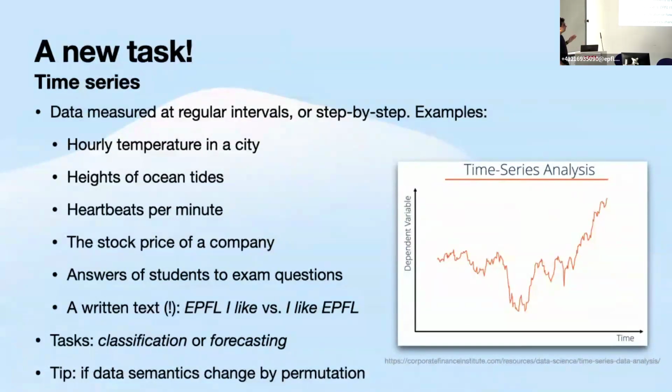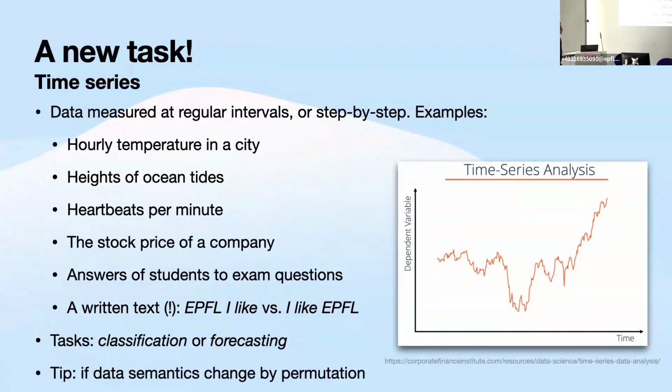For example, you are building an app for predicting weather, and you record the hourly temperature in a city. Like at 9 p.m. it is this, 10 p.m. it is this, and so on. It's a kind of data measured in regular intervals, which is considered a time series. Heights of ocean tides, heartbeats per minute, like if you're making a health app, stock prices of companies. In the domain of education, it can be answers of students to exam questions. This is also interval, right? Because you answer questions one by one, so each of them can be considered a time. So it's also a time series.